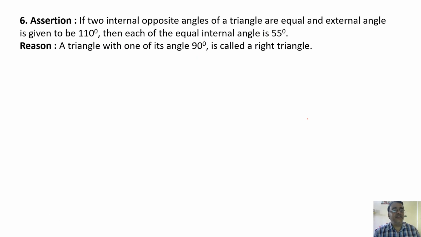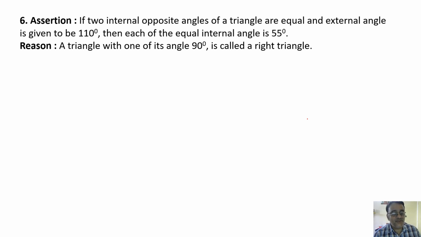Right, now we are moving toward the sixth one. If two internal opposite angles of a triangle are equal and the external angle, external angle means exterior angle, is given to be 110 degree, then each of the equal internal angles, interior angles, is 55 degree. And the reason is given, a triangle with one of its angle 90 degree is called a right triangle.